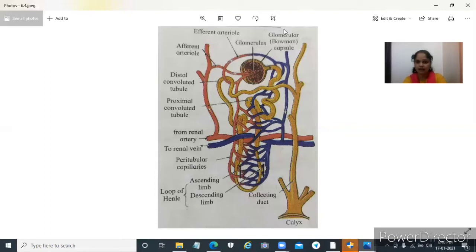We know about the main function of the nephron. The nephron helps to eliminate nitrogenous waste material, as well as osmoregulation. Osmoregulation means maintaining the water and salt balance in the blood plasma.